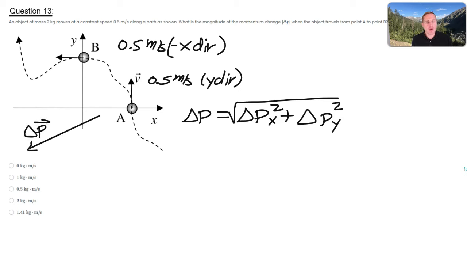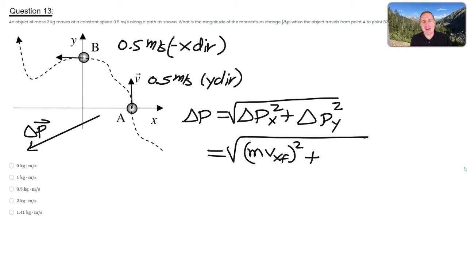Okay, so how are we going to get the change in the x momentum? Do you notice that the x momentum is non-zero at point B, but it's 0 at point A. So I think that the change in the x momentum is just the mass times the Vx final, but then again, we have to square that. But then for the change in the y momentum, we have to go 0, which is the final momentum, minus the original. So that's minus m vy initial. Okay, and then square that.